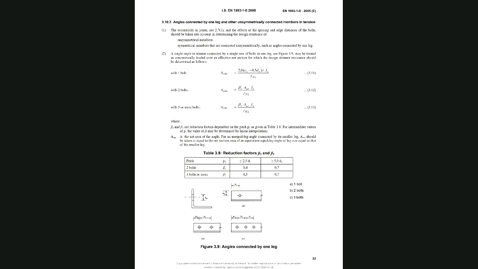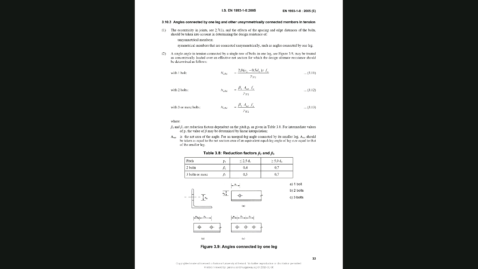Then with two bolts, we can use a beta 2 value: beta 2 times A net f_u over gamma M2. If you think about the section we designed previously, when we had no eccentricity, this beta value was effectively 0.9. So we have two bolts here, and we need to work out what beta 2 is.